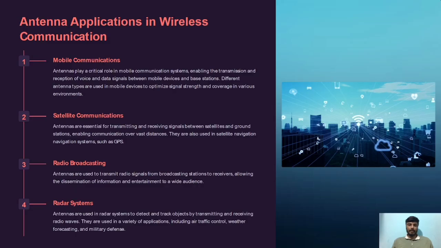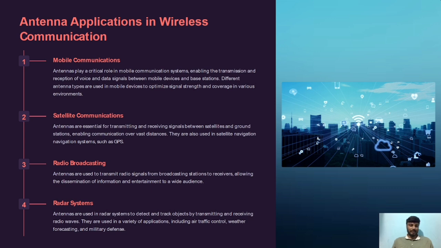We can see the different applications of antennas in the wireless communication system. Mobile communication: antennas play a crucial role in mobile communication systems, enabling the transmission and reception of voice and data signals between the mobiles and the base station. Satellite communication: antennas are essential for transmitting and receiving the signals between the satellites and the ground stations, enabling communication over vast distances.